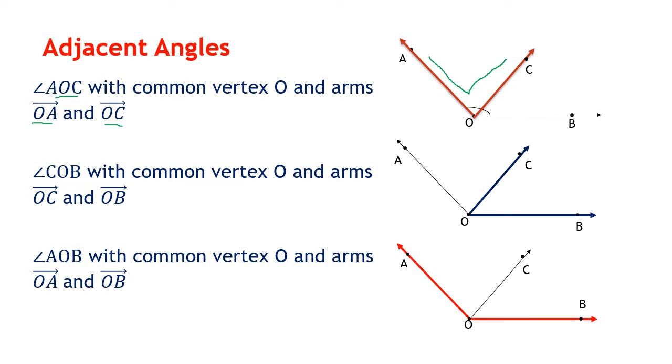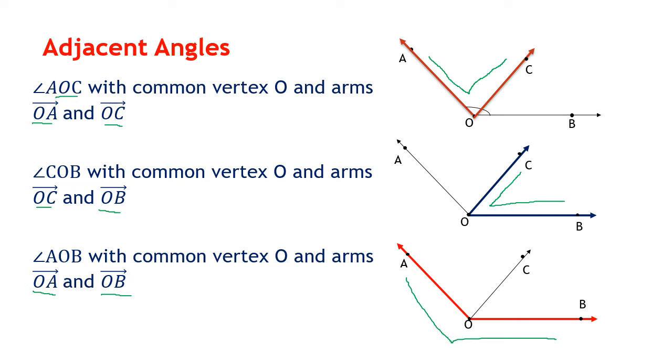The next angle we have is angle COB. The arms of the angle are OC and OB. And we even have angle AOB, which has the arms OA and OB. This is the same diagram, but you see there are three angles. Now if you hide the two diagrams and see only one diagram, what do you observe? In that diagram there are three angles, AOC, COB and AOB.